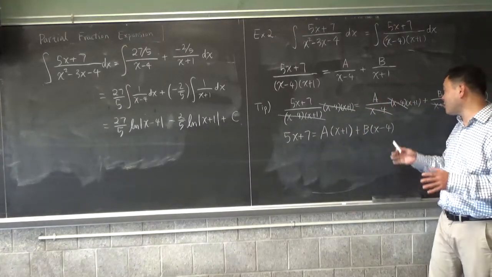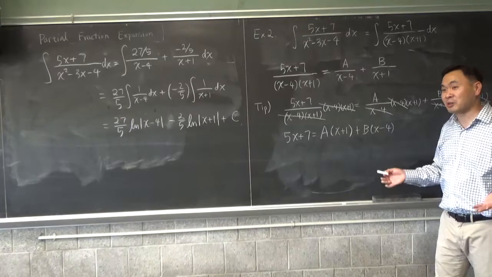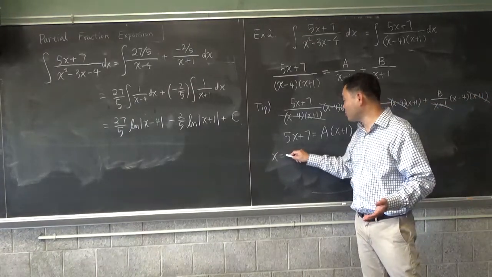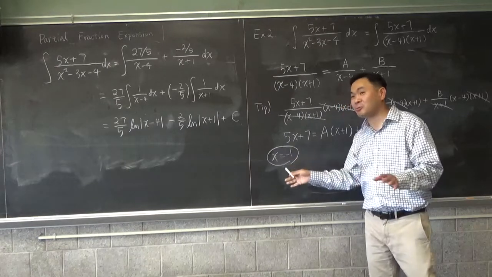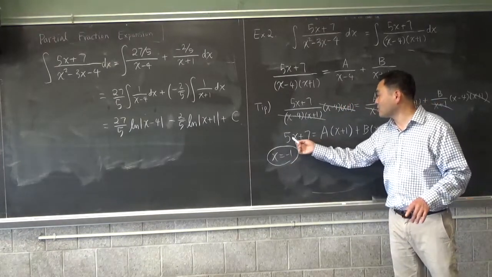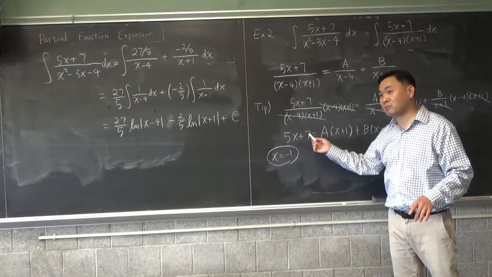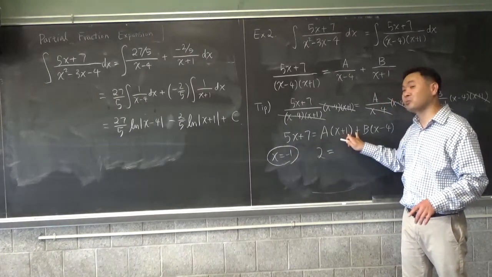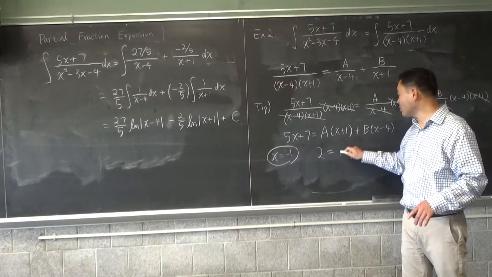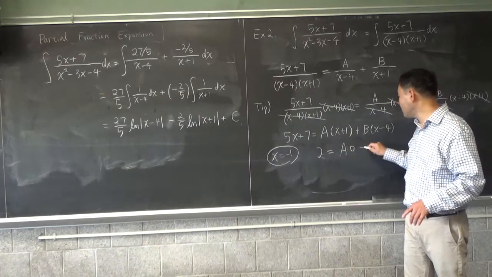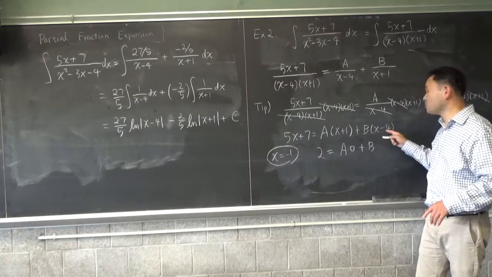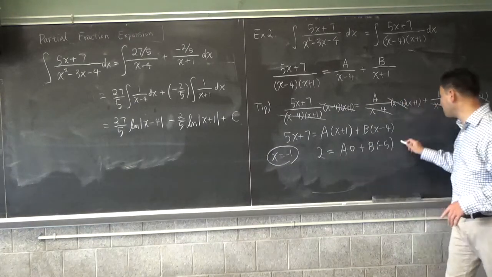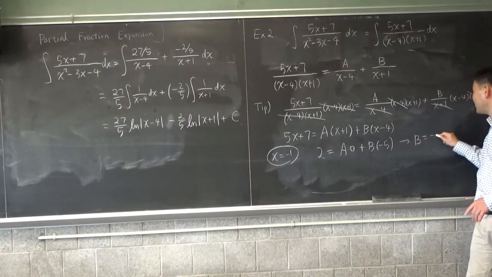And then you say, oh, okay, so that means whatever value I plug in, this should work. And I plug in x equals -1. Now, why -1? -1 times 5 is -5, plus 7 is 2. -1 plus 1 is 0, so you get A times 0 plus B times -1 minus 4 is -5, and then you divide by -5, you get B equals -2/5.